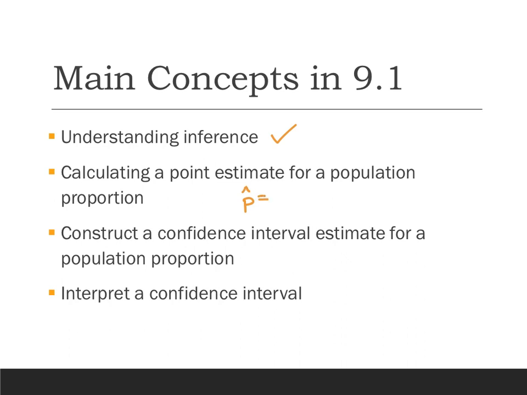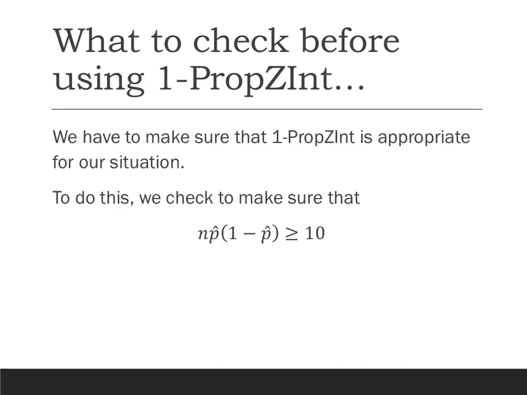We said that p hat is x over n. And now we're going to talk about constructing a confidence interval estimate for a population proportion. And mostly we're going to focus on the calculator function and when we're able to use it. All right, so the first thing we want to do is make sure that we can use the calculator function 1prop z int. And the main thing that we're checking for is this idea of this z. So z is the same thing as thinking back to z-score, which means we are using a normal curve.